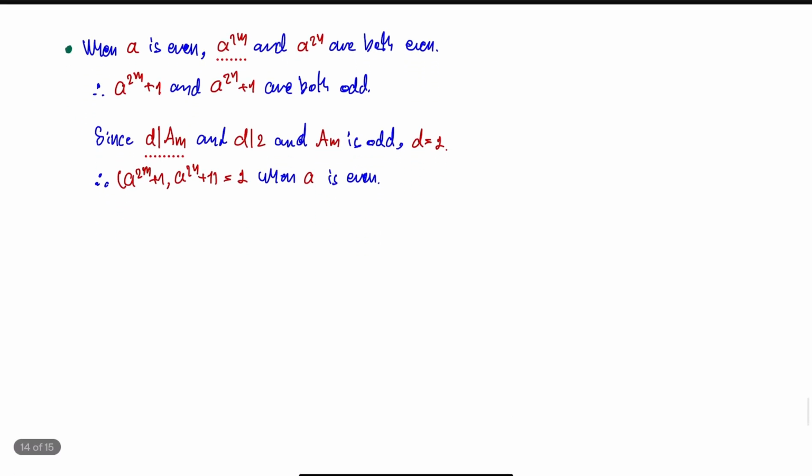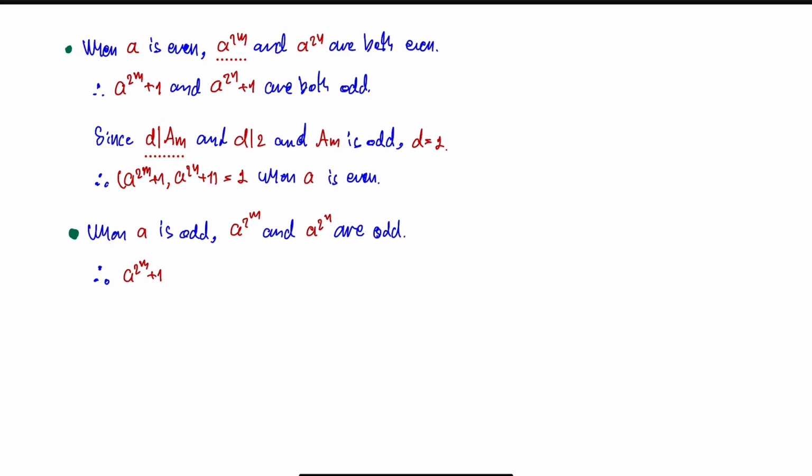Okay, the second case, let's take a look at the second case. When a is odd, what do we have? So a^(2^m) and a^(2^n) are both odd. Okay, they're both odd. So what do we have? We have a^(2^m) + 1 and a^(2^n) + 1, and they are both even.